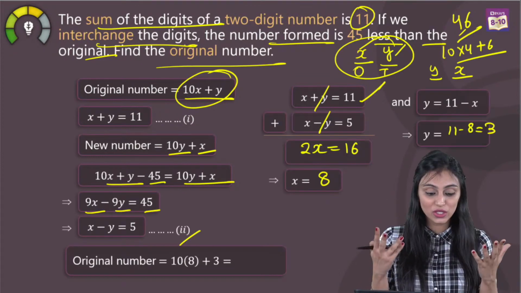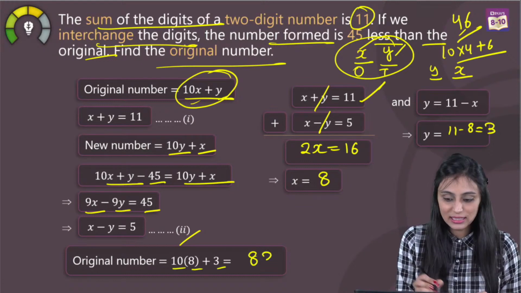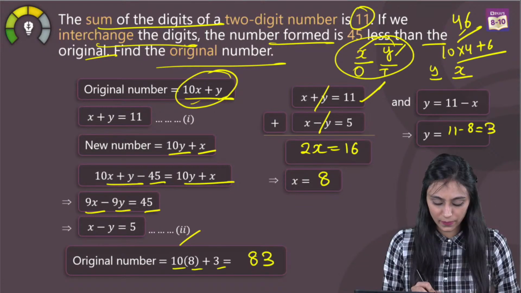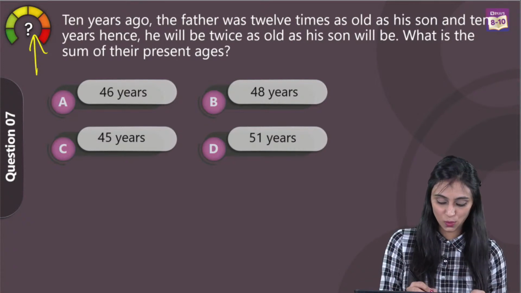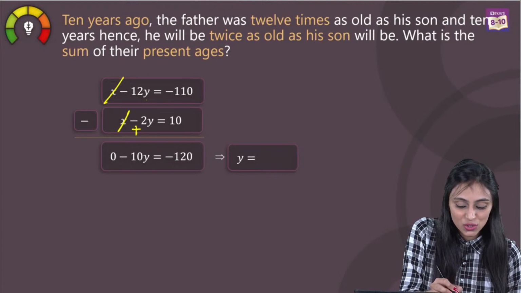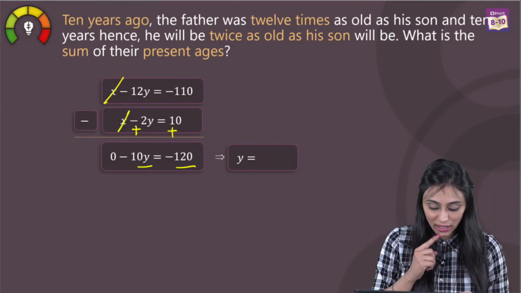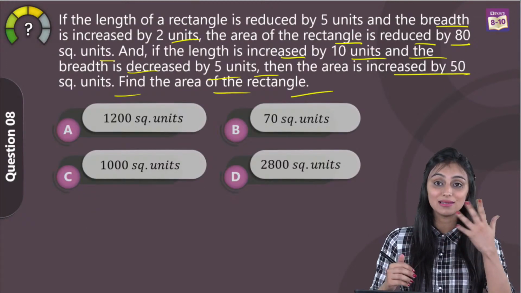Now all it was the original number. Just substitute the values of x and y over here. Going to be 80 plus your answers. That is, it's 83. Negative x will get cancelled. Minus 12y, it becomes plus 2y. This is plus 10. Here you get the value 12.